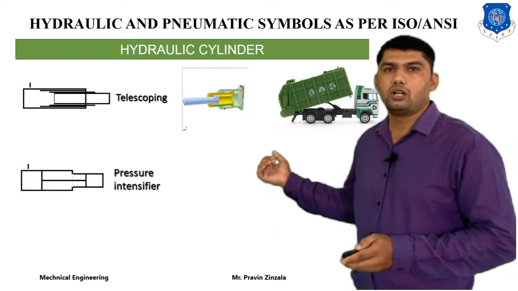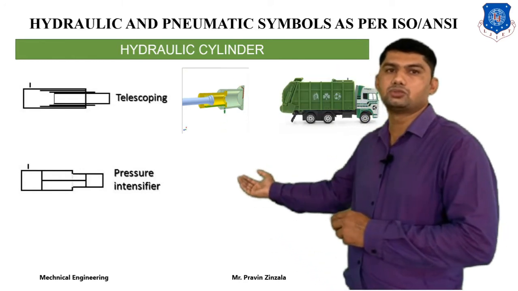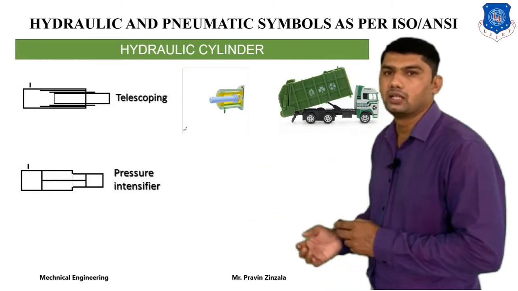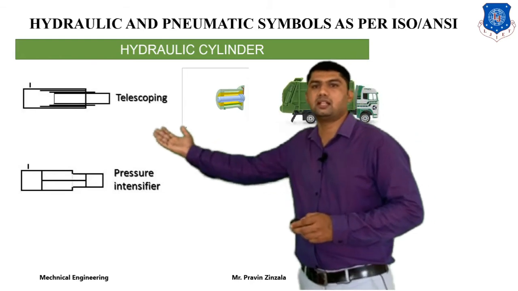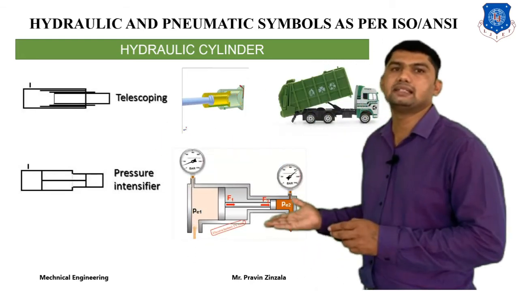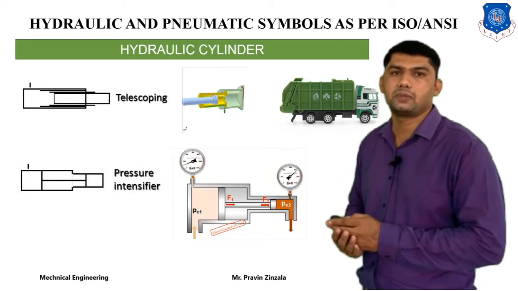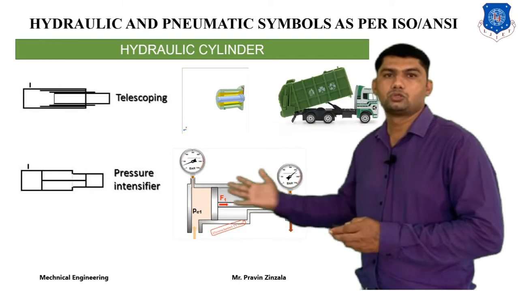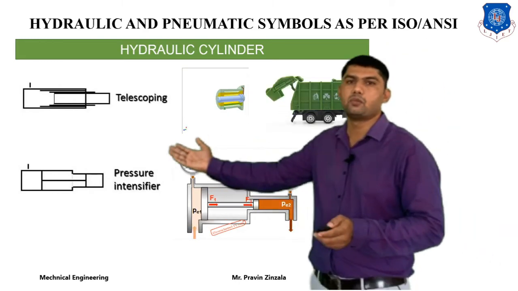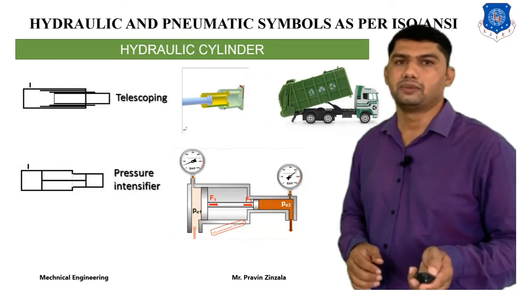The next symbol of hydraulic cylinder is the pressure intensifier. It works on Pascal's principle. By changing the cross section area of different pistons, we can achieve the intensifier purpose, or we can intensify the pressure by utilizing a small force. So this is the symbol of the hydraulic cylinder of pressure intensifier.